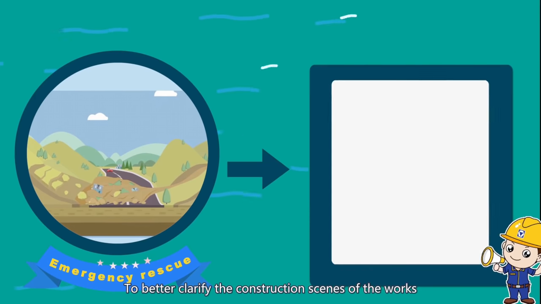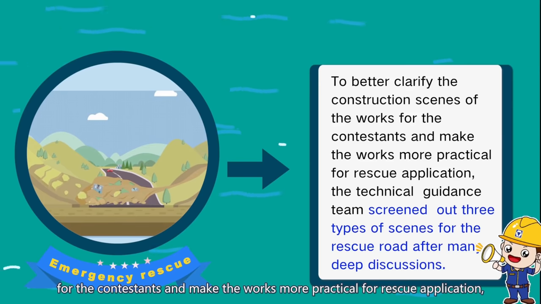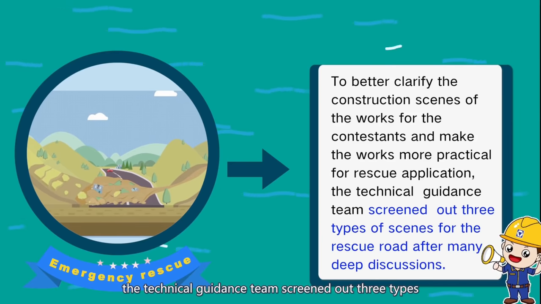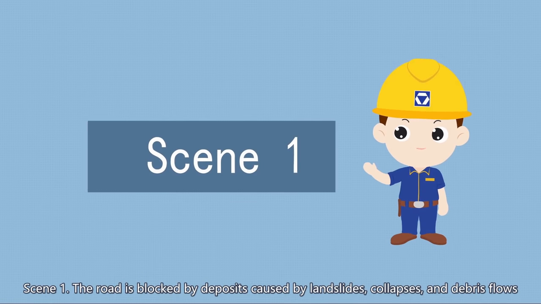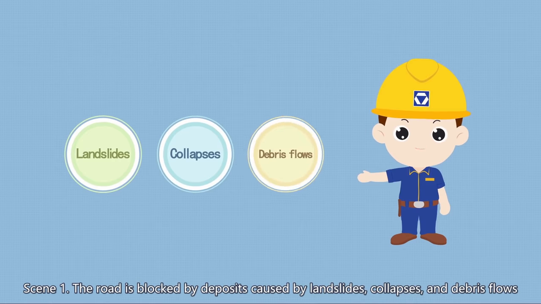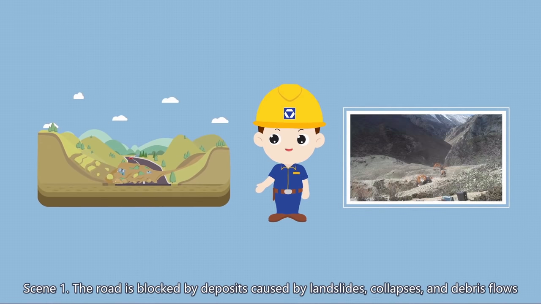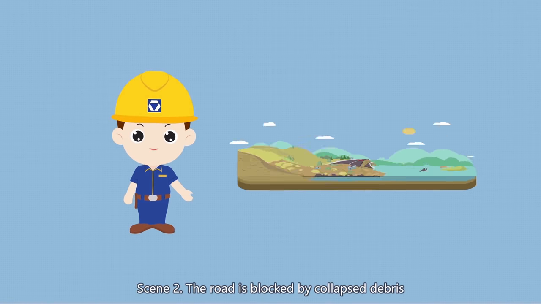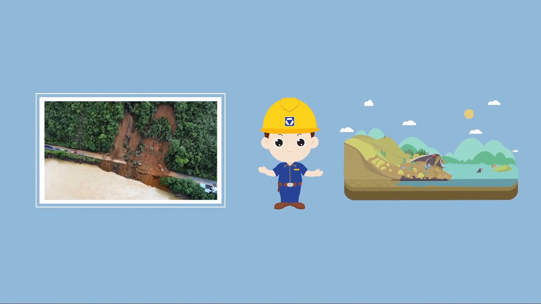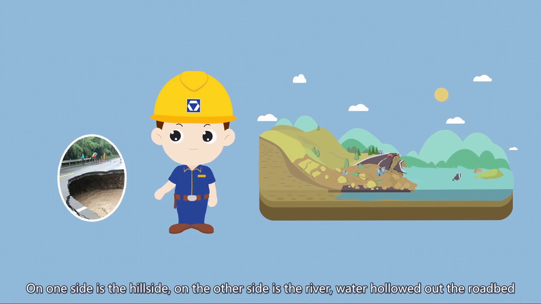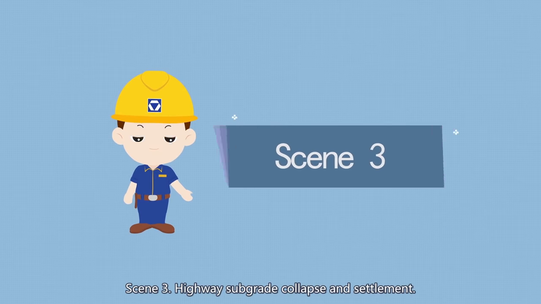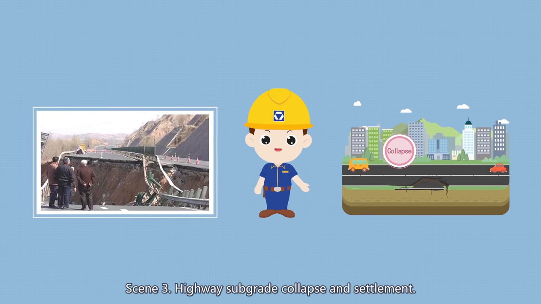To better clarify the construction scenes of the works for the contestants and make the works more practical for rescue application, the technical guidance team screened out three types of scenes for the rescue road after many deep discussions. Scene 1. The road is blocked by deposits caused by landslides, collapses, and debris flows. Scene 2. The road is blocked by collapsed debris. On one side of the hillside, on the other side is the river. Water hollowed out the roadbed. Scene 3. Highway subgrade, collapse and settlement.